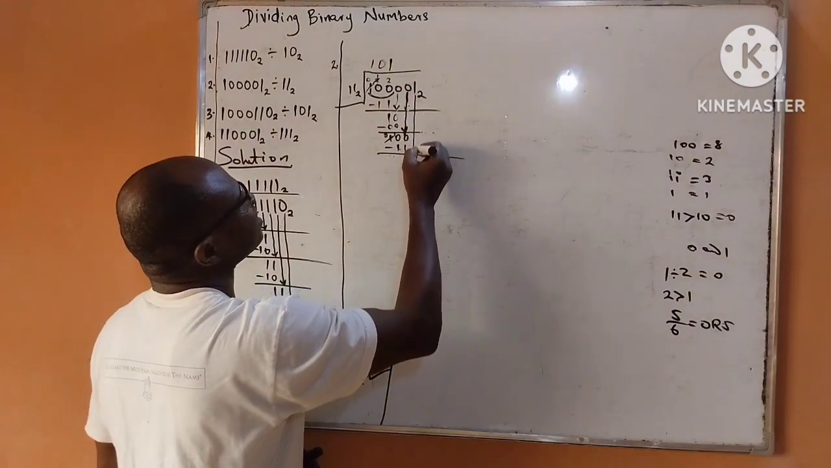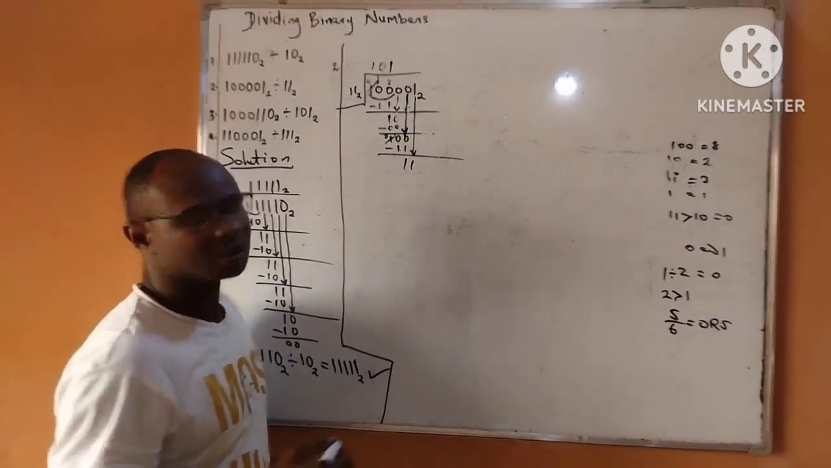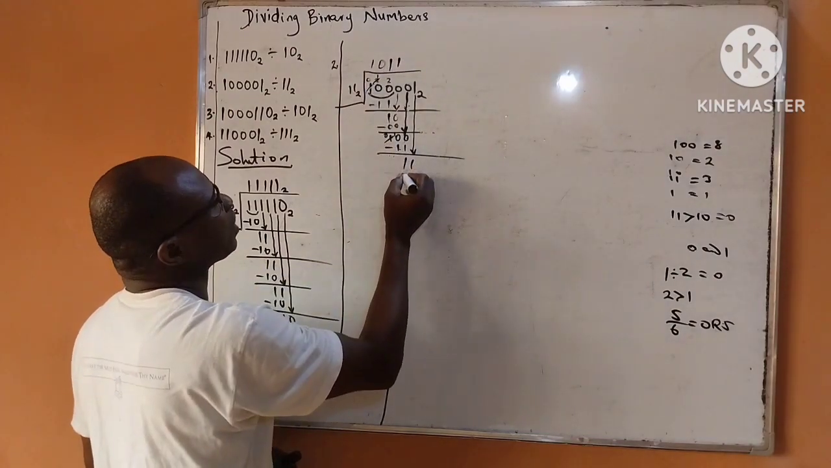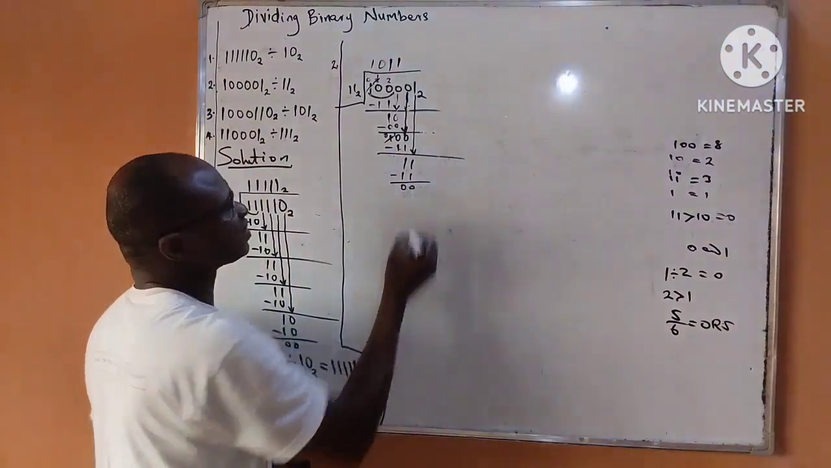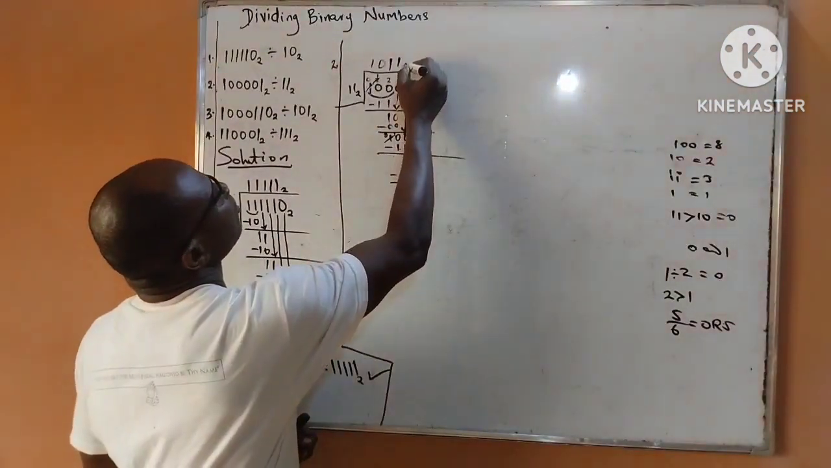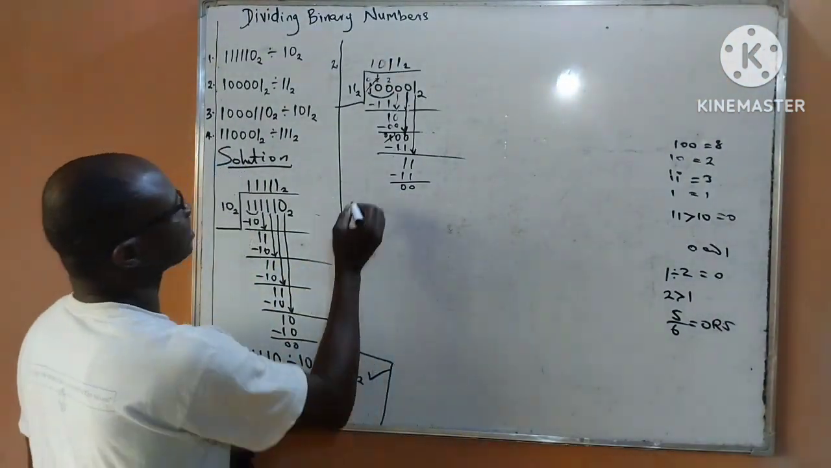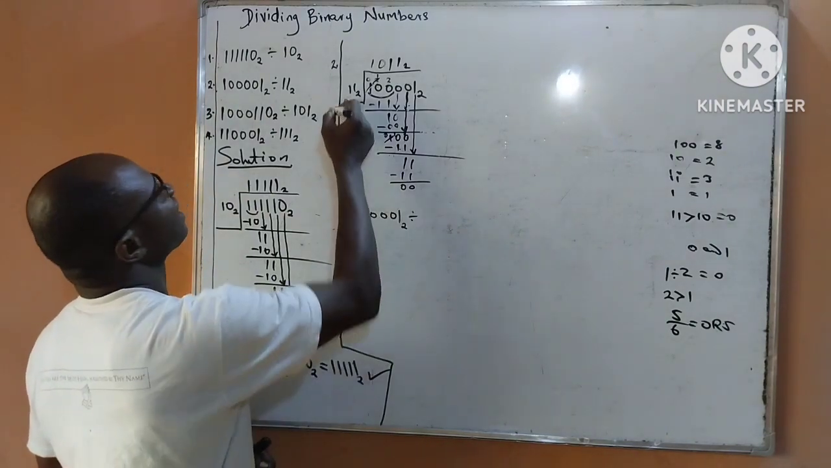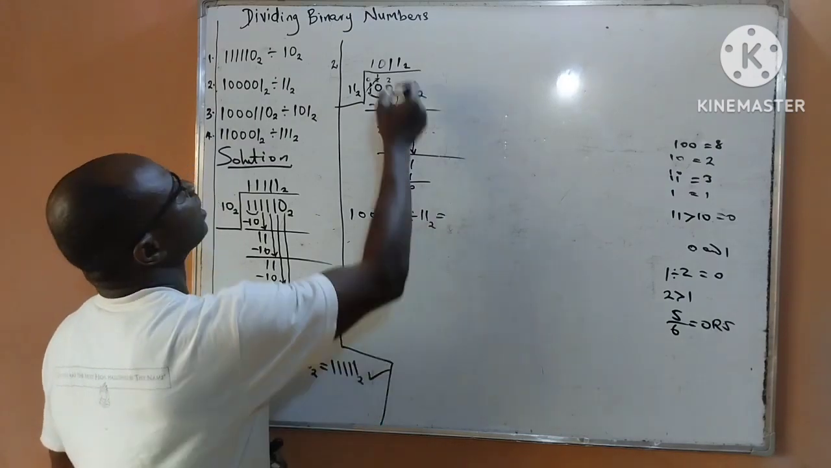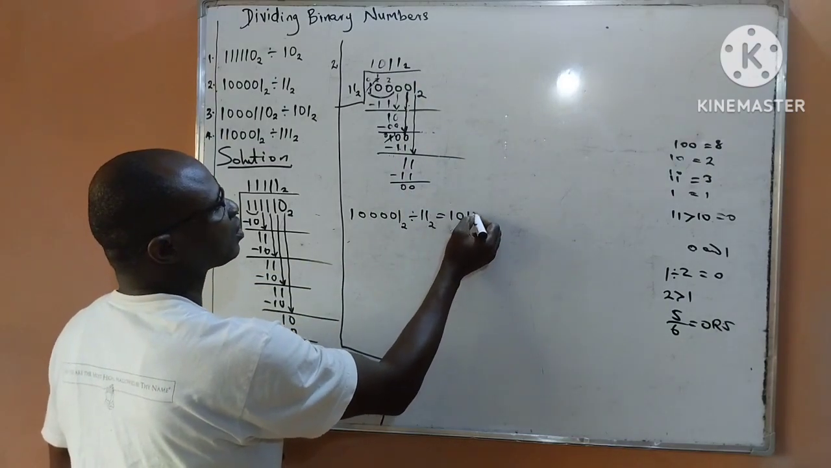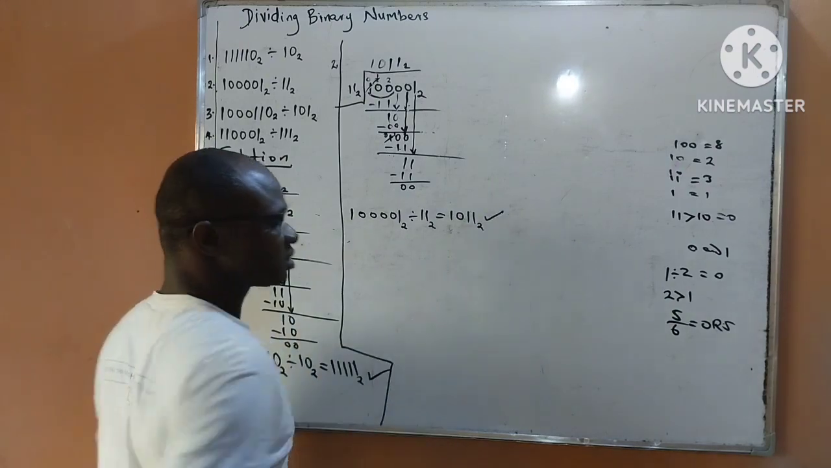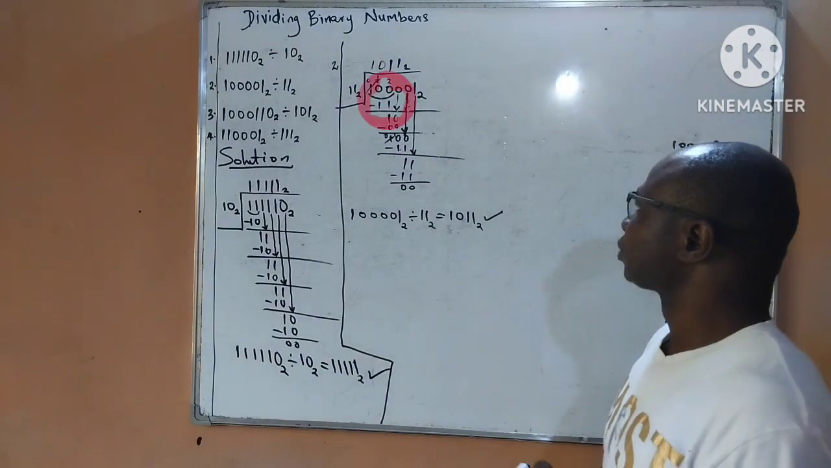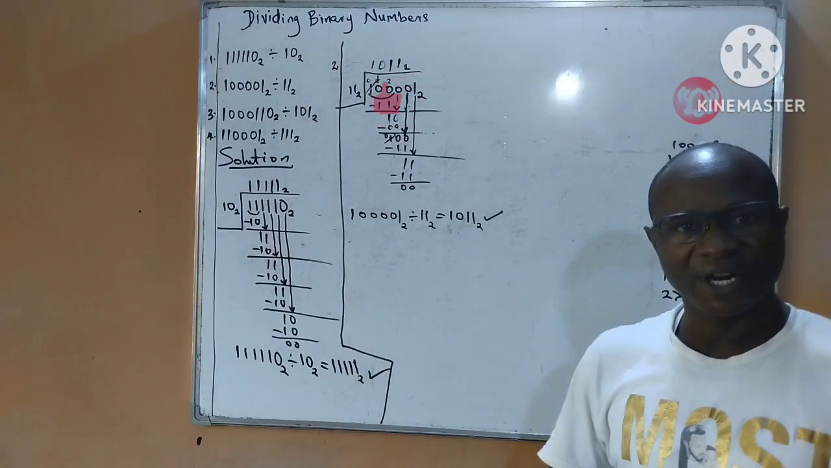Next is to bring down this last digit, which is 1, to get 11. 11 divided by 11 will give me 1. And 1 multiplied by 11 will give me 11. If I subtract, I get 00. That is the end. In conclusion, we can say that 100001 base 2 divided by 11 base 2 is equal to 1011 base 2. Second answer for the second question. Just take a very good look at it. Then we go for the third question.